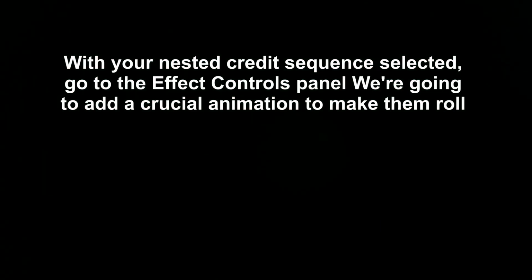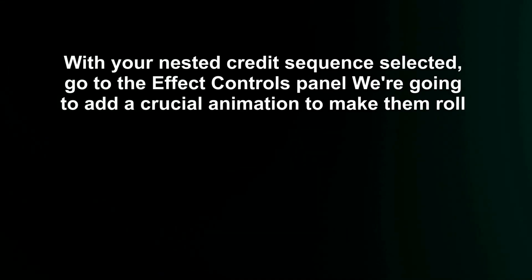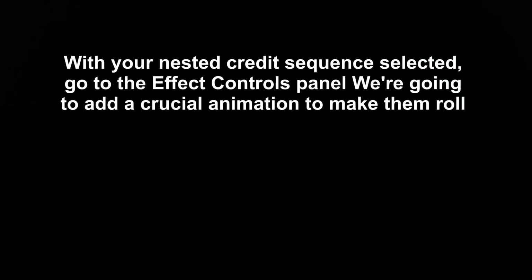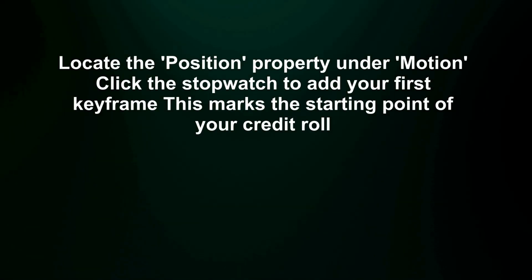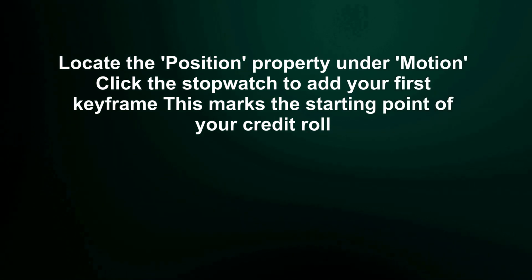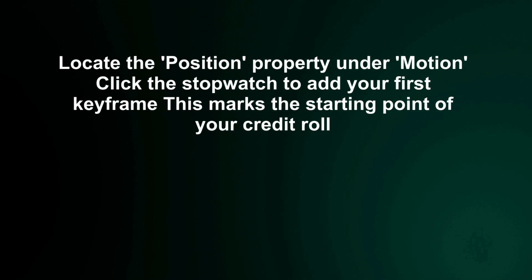With your nested credit sequence selected, go to the Effect Controls panel. We're going to add a crucial animation to make them roll. Locate the position property under Motion. Click the stopwatch to add your first keyframe. This marks the starting point of your credit roll.